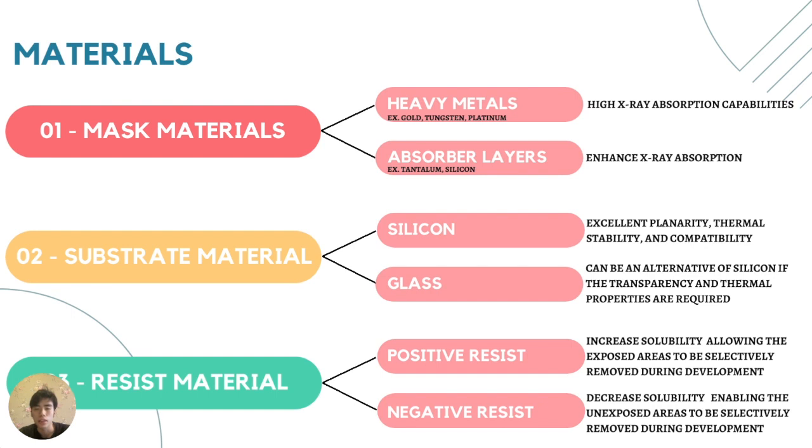And lastly, the resist material can be divided into 2 types, which are positive resist and negative resist. The positive resist can increase solubility, allowing the exposed area to be selective, while the negative resist will decrease the solubility, enabling the unexposed area to be selective.